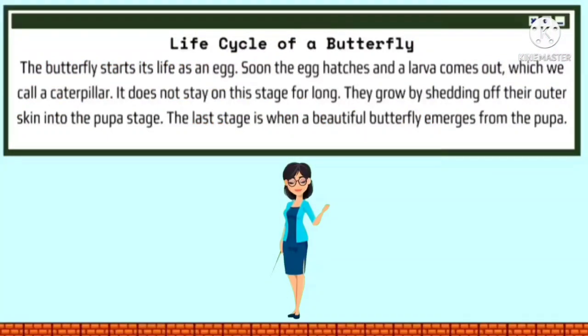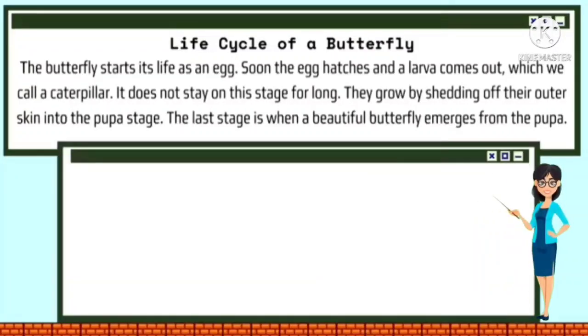The butterfly starts its life as an egg. Soon, the egg hatches and a larva comes out, which we call a caterpillar. It does not stay on this stage for long. They grow by shedding off their outer skin into the pupa stage. The last stage is when a beautiful butterfly emerges from the pupa.